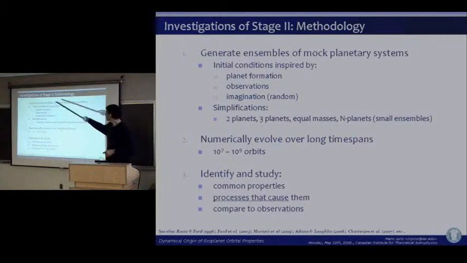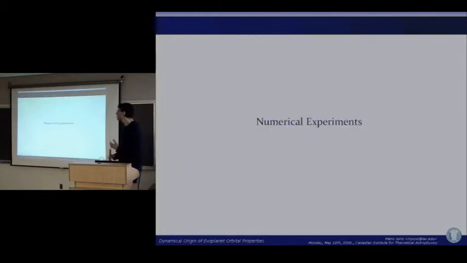So when you choose your initial conditions, you numerically evolve these systems over long time spans. Typically what we do is we evolve them over 100 million years. We did some over a gigayear, but it seems that for the initial conditions we started with, everything that's interesting happens on the order of 100 million years. And then we identify and study common properties, the processes that cause them, and compare this to observations. So I'm going to jump straight to numerical experiments.